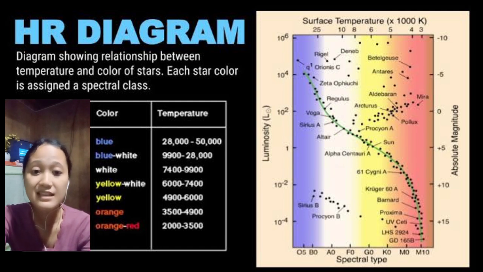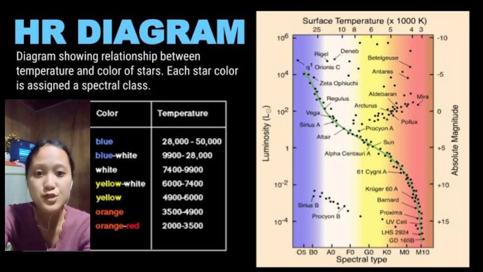So there are three key areas. The main sequence cuts diagonally across the graph. This is where most stars live, including the Sun. The upper right is where you find giants and supergiants. They are bright but cooler. The lower left is for white dwarfs, so hot but faint stars.